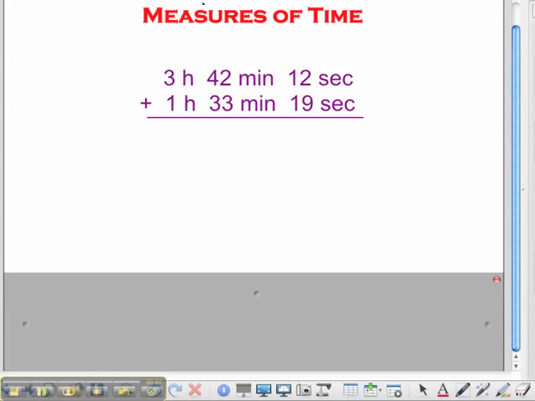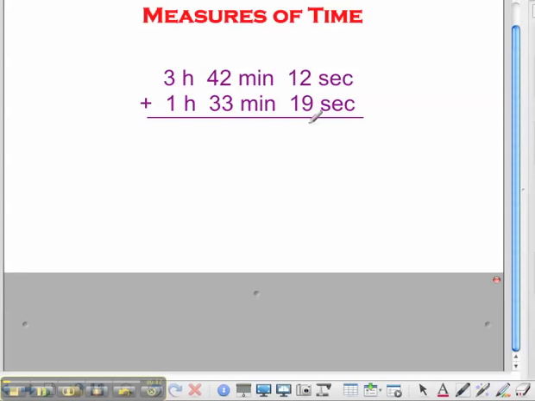For this lesson, I'm going to review how to add and subtract measures of time. So for this example, I'm going to add 3 hours 42 minutes and 12 seconds with 1 hour 33 minutes and 19 seconds. So first we'll add the seconds.